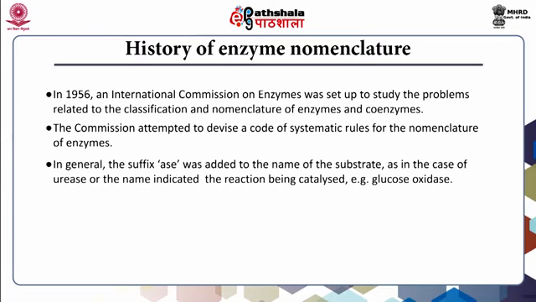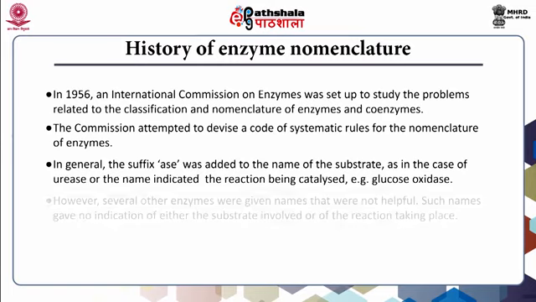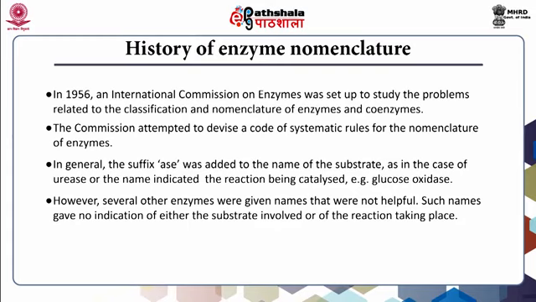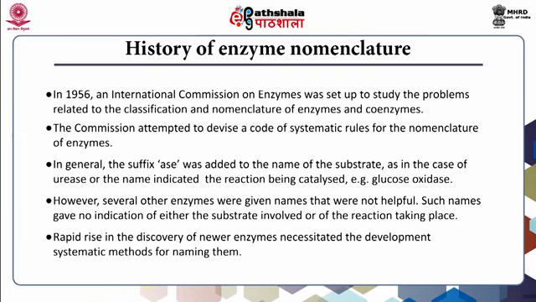In general, the suffix -ase was added to the name of the substrate, as in the case of urease, or the name indicated the reaction being catalyzed, for example glucose oxidase. However, several other enzymes were given names that were not helpful. Such names gave no indication of either the substrate involved or the reaction taking place. The rapid rise in the discovery of newer enzymes necessitated the development of systematic methods for naming them.